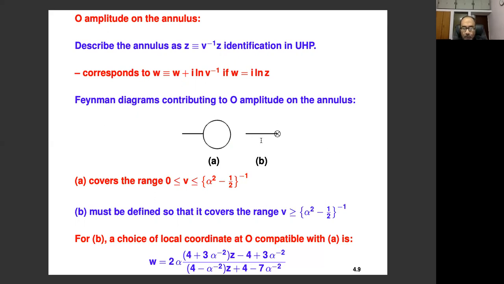And again, the choice of local coordinates at the open string puncture here has to be fixed by requiring that at the boundary, at V equal to alpha square minus half inverse, the choice of local coordinate from this diagram should match up the choice of local coordinate from this diagram. That gives some boundary condition, and this is one choice that satisfies that condition. This is the simplest possible choice because I have just chosen W to be independent of V. So whatever was the choice of local coordinates here for V equal to alpha square minus half inverse, I have continued that in this diagram.